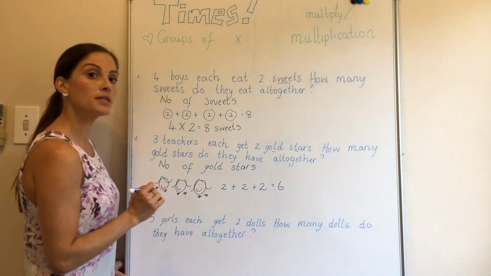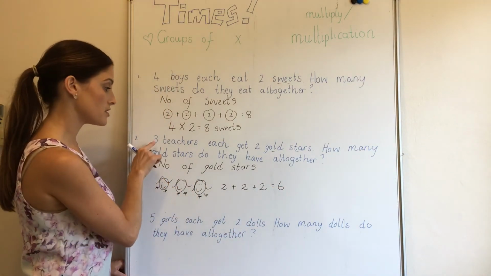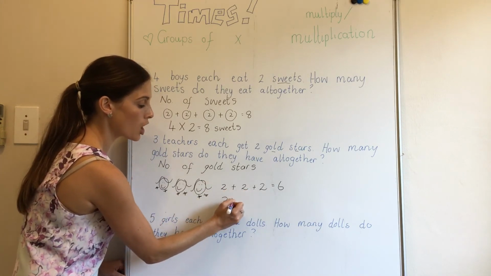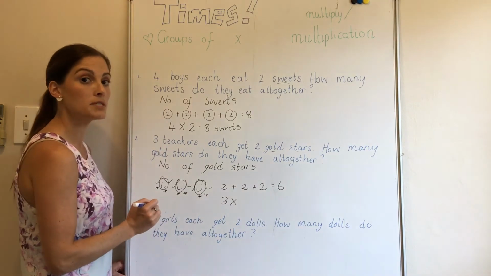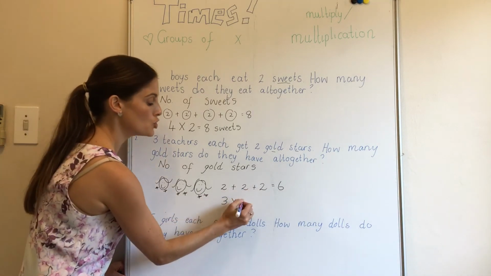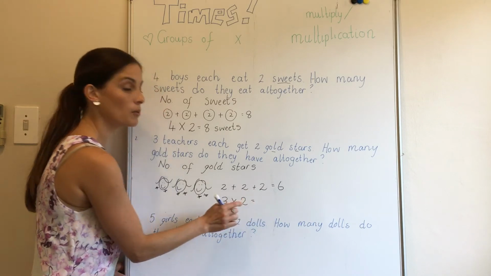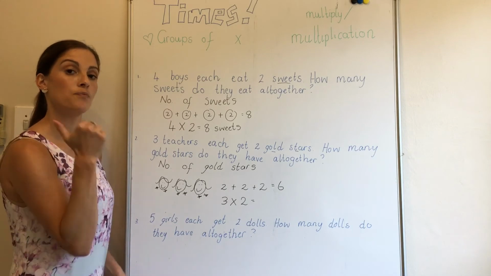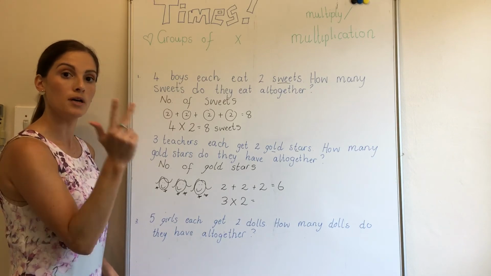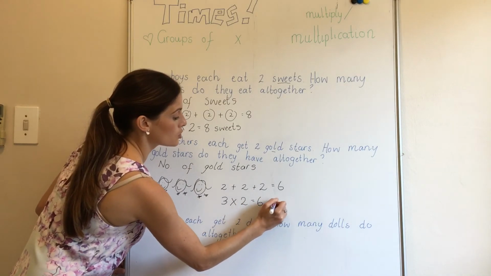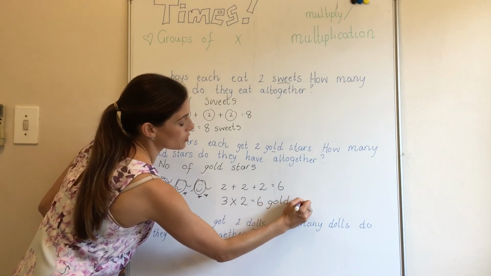And then we're going to go do a times sum. So we're going to say there's 3 teachers. So there's 3 groups of. Times means groups of. 3 groups of 2. Now we're going to count in 2s until we have 3 fingers. Let's go. 2, 4, 6. So they get 6 gold stars altogether.